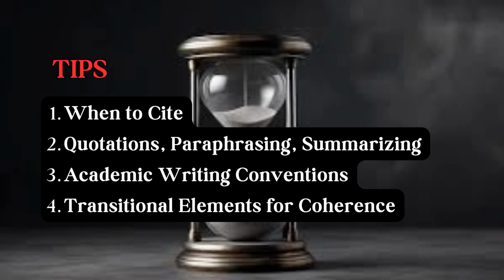When should one cite in academic writing? Citing is essential to prevent plagiarism, which involves using others' work without proper acknowledgement. Plagiarism encompasses presenting someone else's ideas, words, data, or concepts as your own. Cite in the following cases.